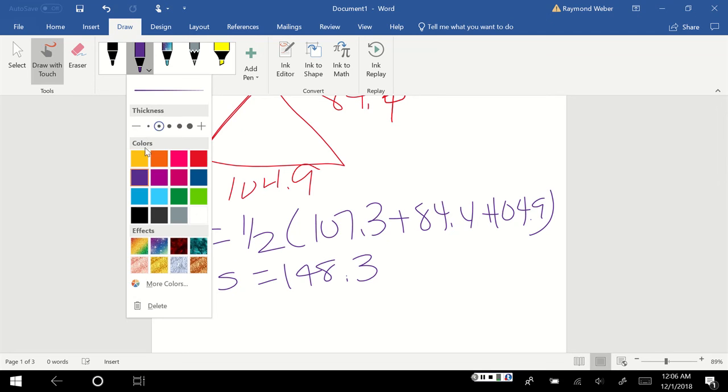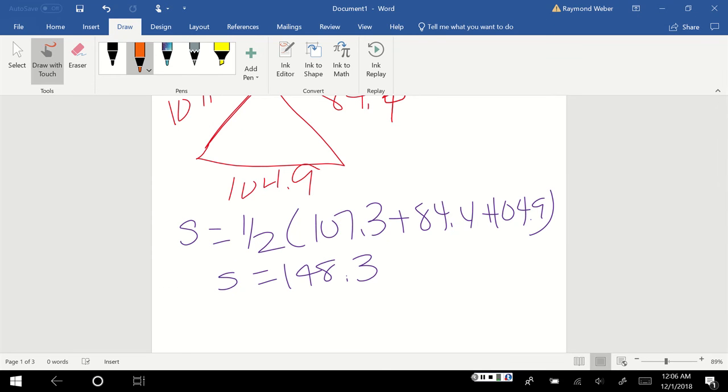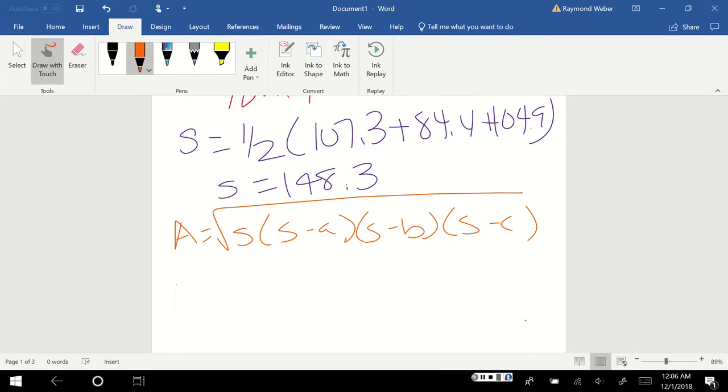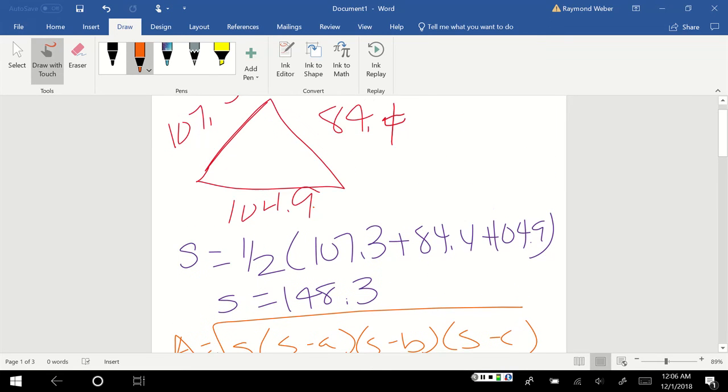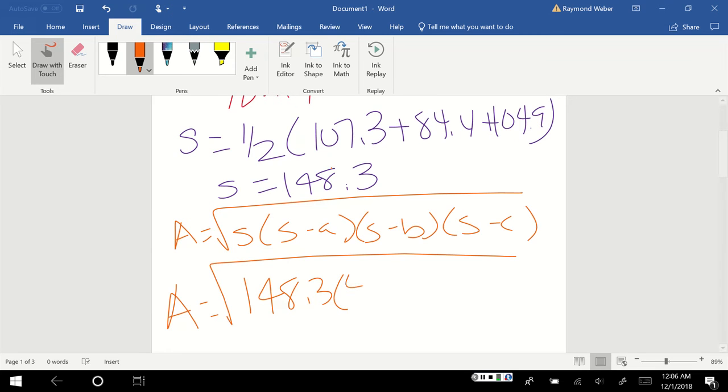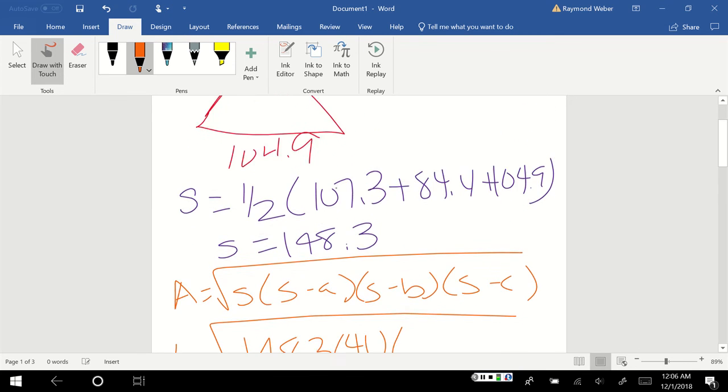And then Heron's formula says the area is going to be the square root of S times S minus A times S minus B times S minus C. So when we come down here, I have 148.3 times, okay, so I have 148.3 minus 107.3, so that's 41.